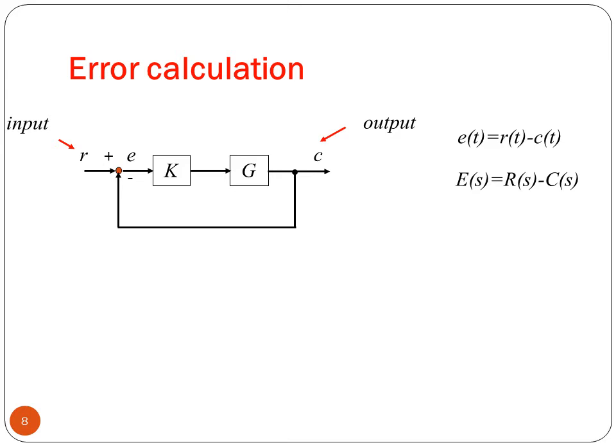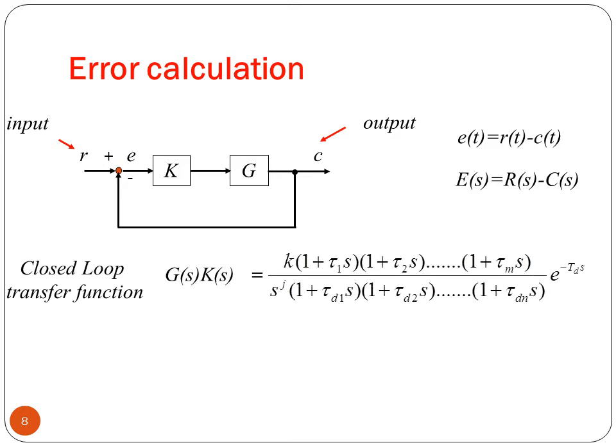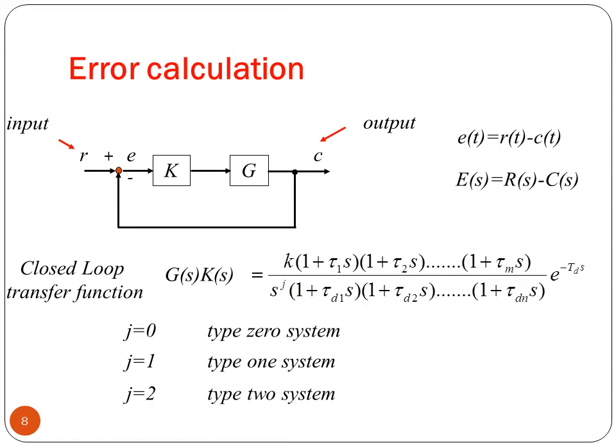Thus, as we have already discussed, E of t or E of s. And of course, in order to calculate the error, we need the closed loop transfer function system. However, in fact, based on this open loop transfer function, we can define three types of systems: type 0, type 1 and type 2.